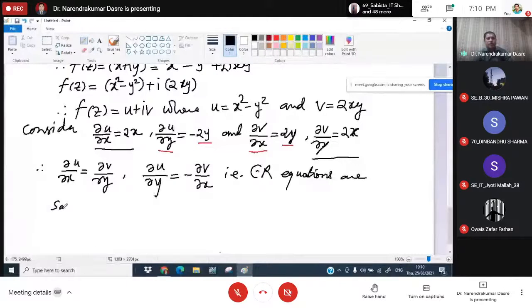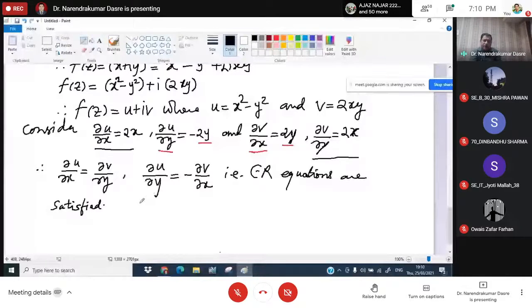So here we can say the Cauchy-Riemann equations are satisfied. When the Cauchy-Riemann equations are satisfied, then we need to test the next condition. So what is the next condition? The next condition is that this derivative must be continuous. So test the continuity of this derivative.